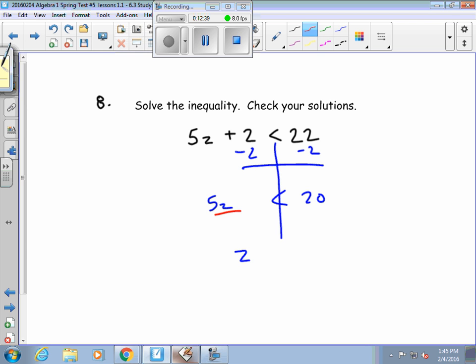Divide by 5 to get rid of 5 times something. Do it here as well. 20 divided by 5 is 4. We divided both sides, but it was just by a positive number, so we'll leave the symbol just like it is. Z is less than 4.